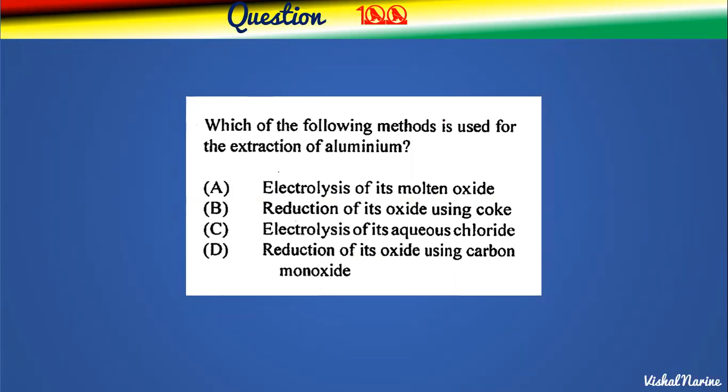Question 100. And we'll have mentioned this concept in other questions here. Which of the following methods is used for the extraction of aluminum? Yes, so that is electrolysis of its molten oxide.